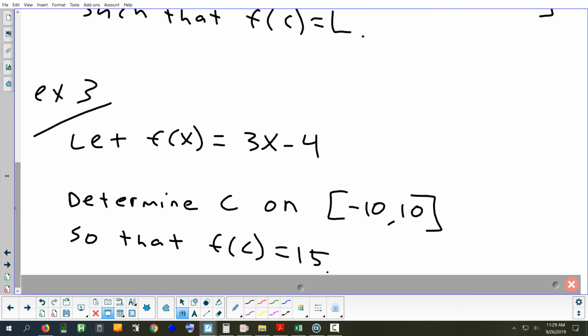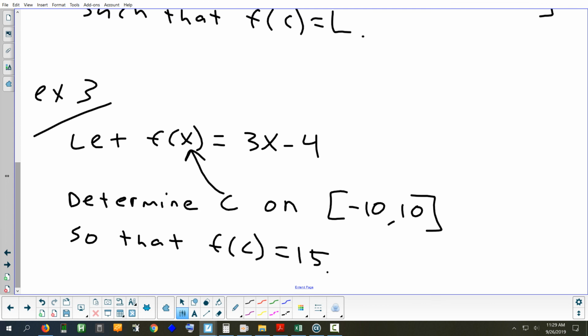Now, I want you to find an x value for me so that when I plug that x value in right here, I get a y value of 15. First thing I want to do is see if that's even possible. Basically what I'm looking for is, if we start at -10, are we below 15? And then if we plug in +10, are we above 15? If we are, then we're good.